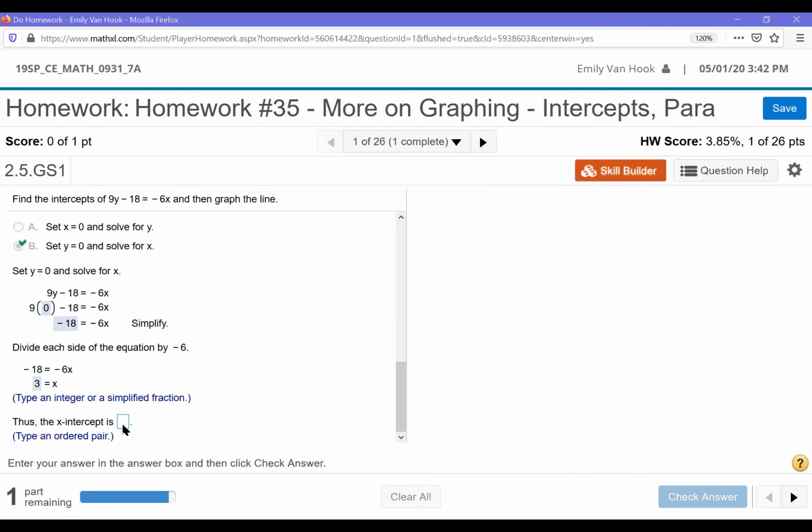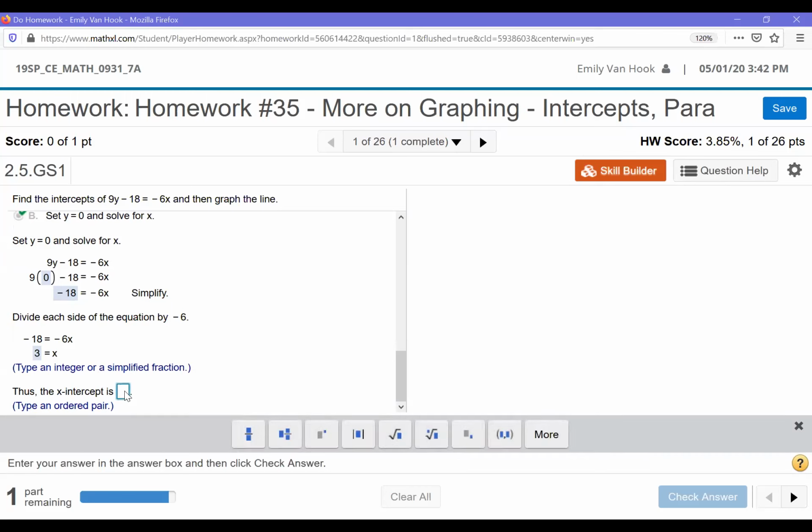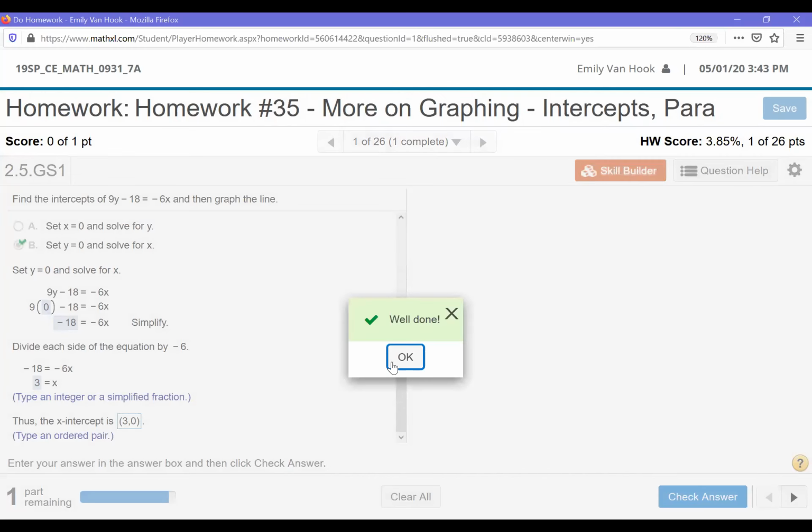So our x-intercept, remember, it's not just a number, and it's also not (0, 3). This time it's (3, 0), right? So 3 is x. Remember, we plugged in 0 for y. So be careful about your ordered pairs, about your order. Okay, are we ready to graph?